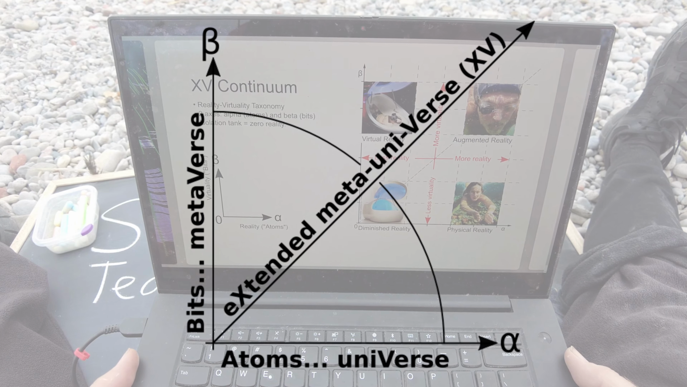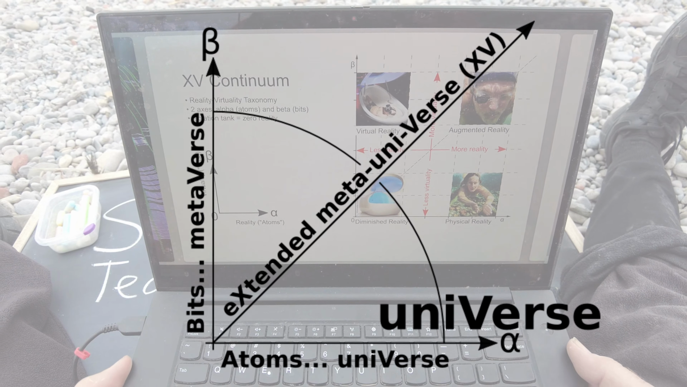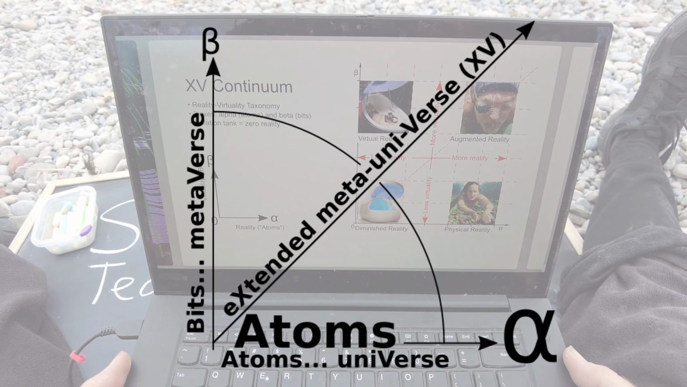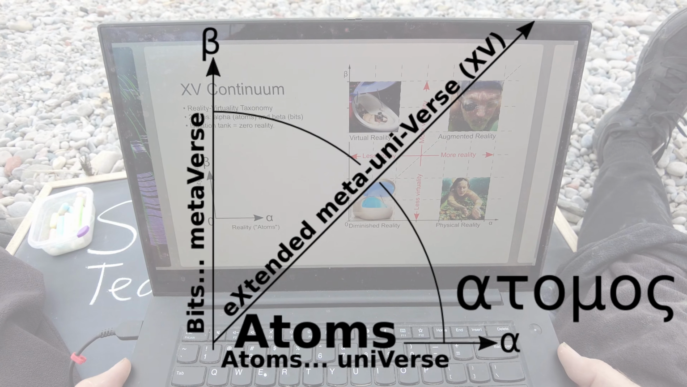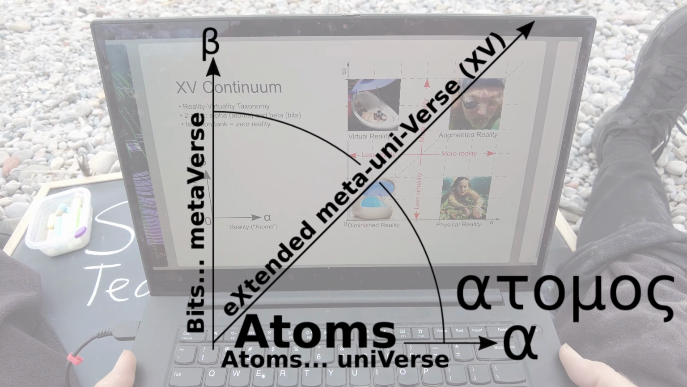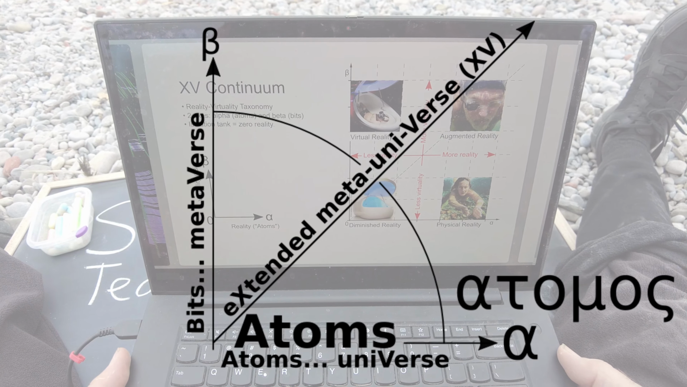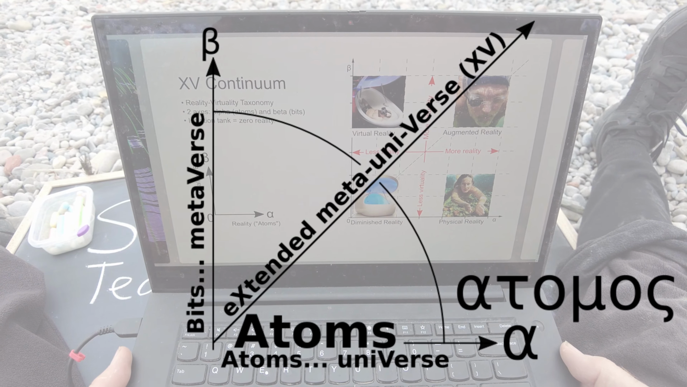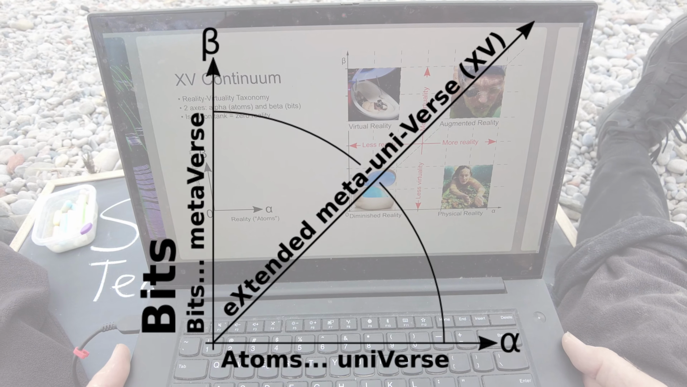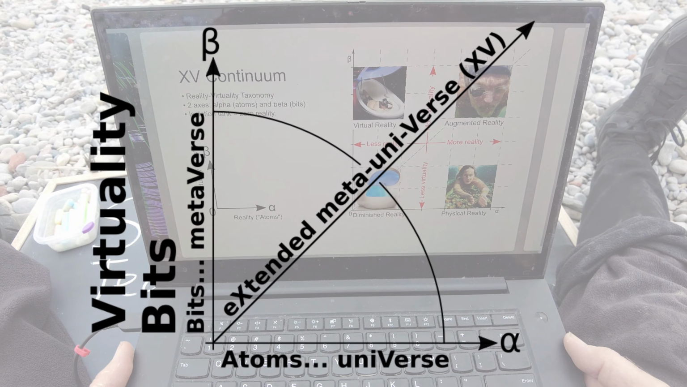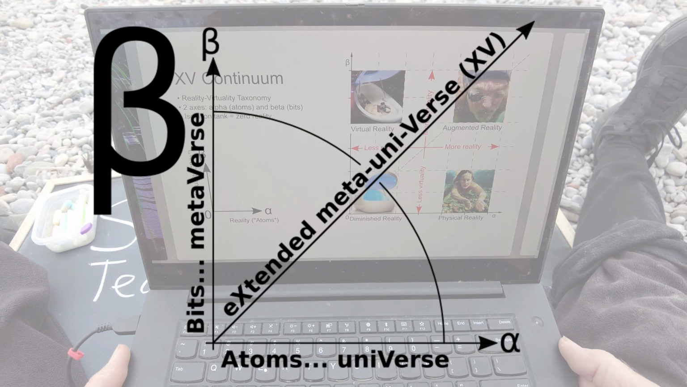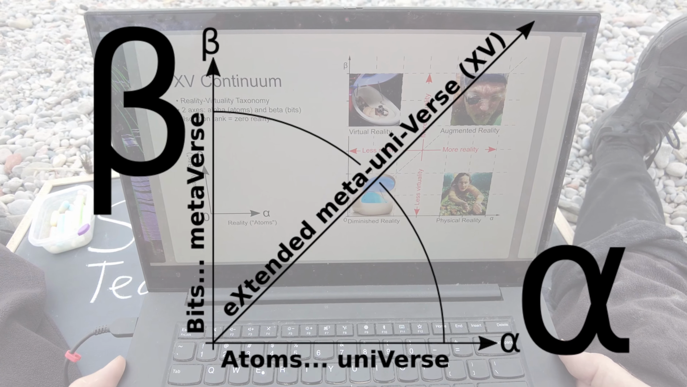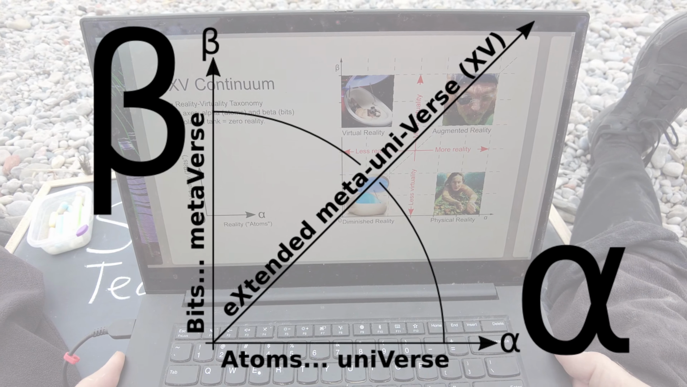We label them reality, which is the universe made of atoms. We label that alpha. The word atom is a Greek word, and the first letter of that word is alpha. So we label the reality axis alpha, the axis going from left to right. And the axis going from bottom to top is the bits axis, the virtuality axis. The virtual world is made of bits, so we use the Greek letter beta, the second letter of the Greek alphabet, to represent the bits. So the axes are alpha and beta, the first two letters of the Greek alphabet.